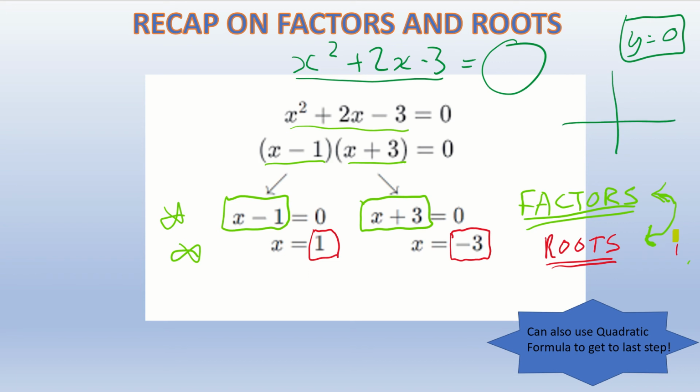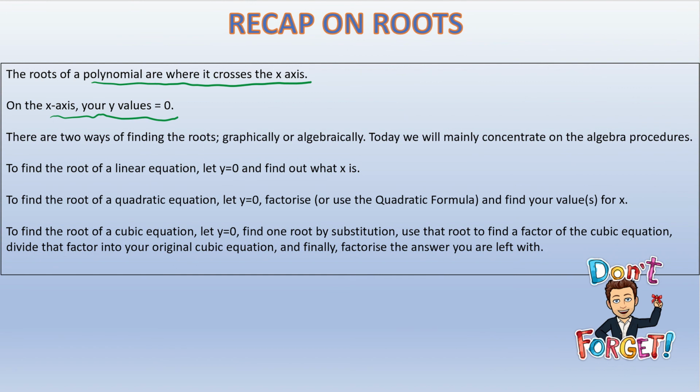If you think about your coordinate plane, this point here is going to be 1, 0. This point here is going to be 2, 0. This point here is going to be 3, 0, and so on. You'll notice that the y part of all those points are 0, and that's going to continue on to the right, and it's also going to continue back towards your negative numbers as well. There are two ways of finding the roots, with a graph or algebraically, and today we're going to be concentrating on the algebra procedures.